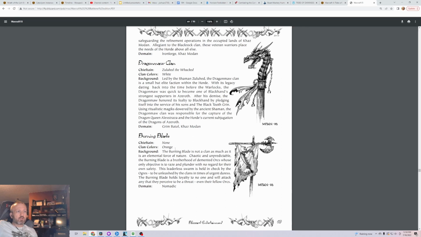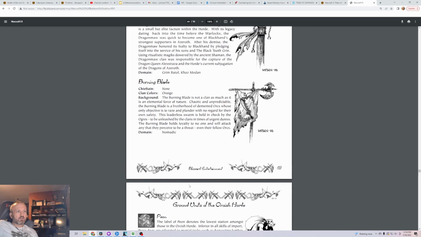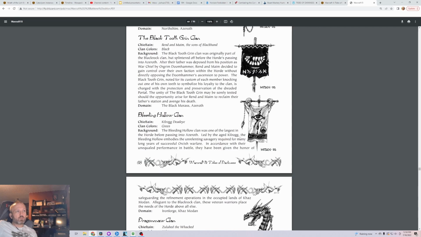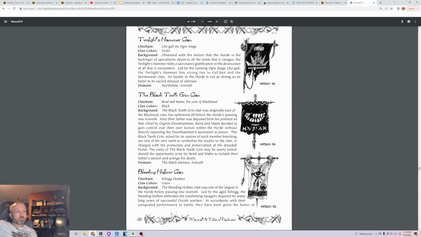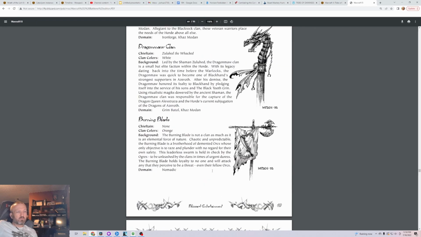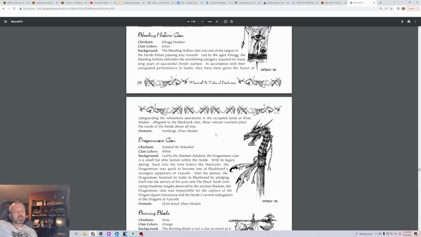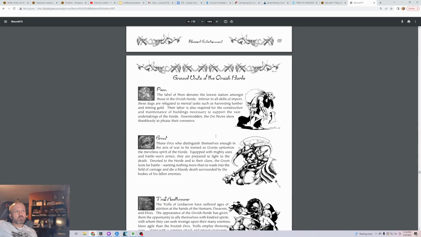And then there's the Burning Blade. They're the chaotic, as Garona described them. They're not led by anyone. They're an orange clan. They're nomadic. Oh, and maybe they're the traitor clan, because it says that they'll attack anyone, even their fellow orcs. So they might be the traitor clan. And Blacktooth Grin, they may stay. But they're black, so they're like Gilneas, where they're not really wanting to get involved.